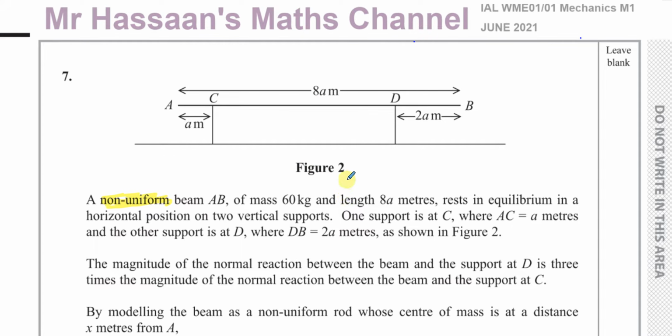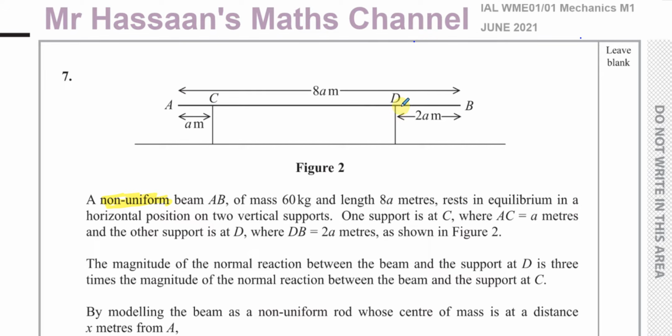A non-uniform beam AB of mass 60 kilograms and length 8 meters rests in equilibrium in a horizontal position on two vertical supports. One support is at C, where AC is a, and the other is at D, where DB is 2a meters, as shown in figure 2. The magnitude of the normal reaction between the beam and the support at D is 3 times the magnitude of the normal reaction between the beam and the support at C.